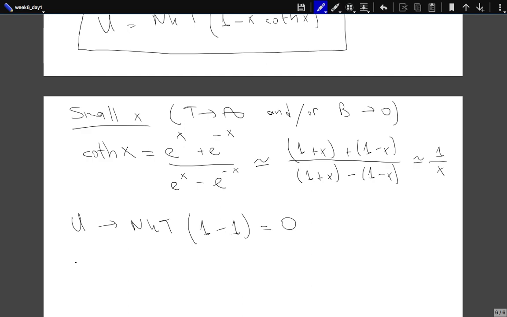Then just consider the third order terms. Yeah, that's what we will take. Cotangent hyperbolic x will be approximate. This is not even a Taylor expansion.